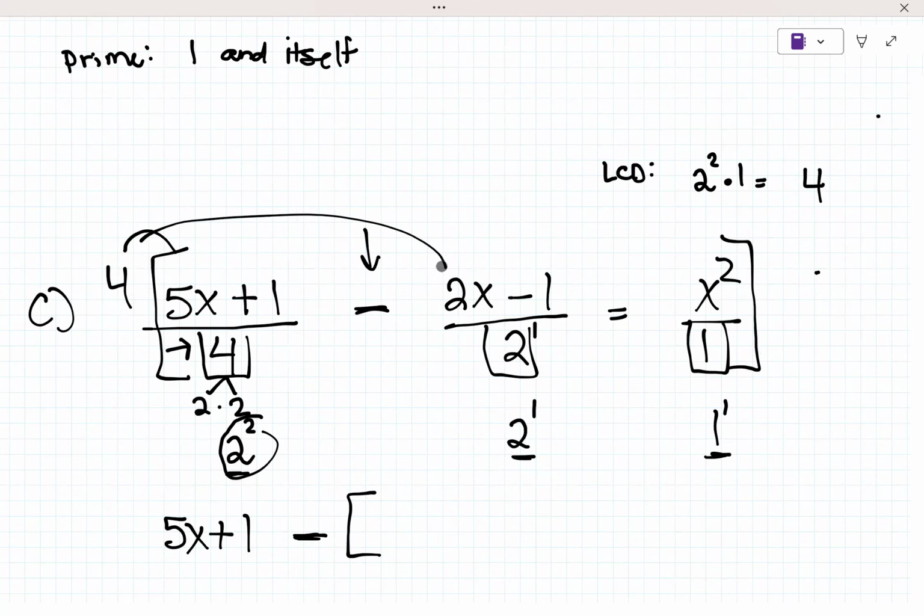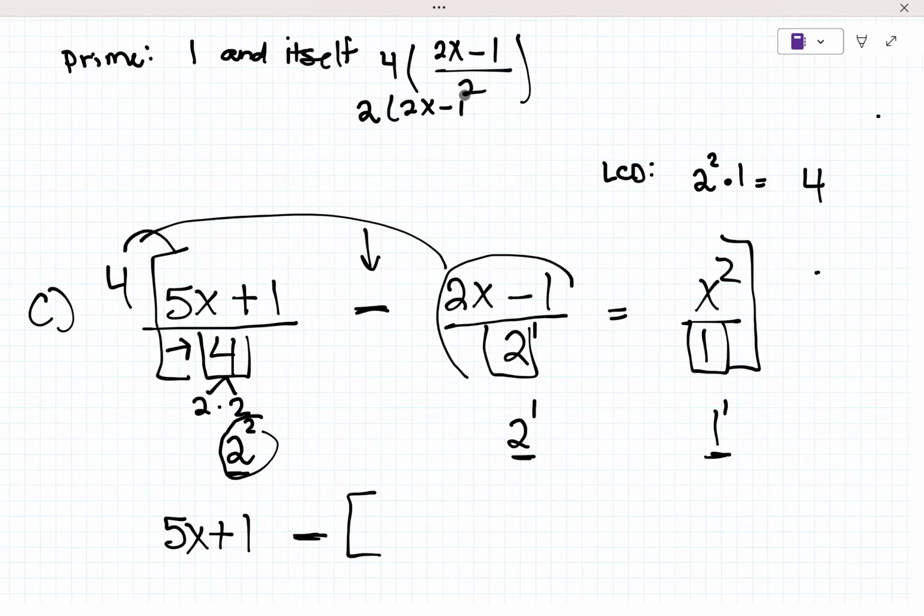So 4 times this whole thing here, that is a little bit confusing, so write it out. 4 times 2x minus 2. What I do is I do not FOIL out the 4 and then divide it by 2. What I do is simplify as much as I can. So I can simplify 4 divided by 2. What is 4 divided by 2? 2. So that 2 stays on the numerator, and then you have 2x minus 1.